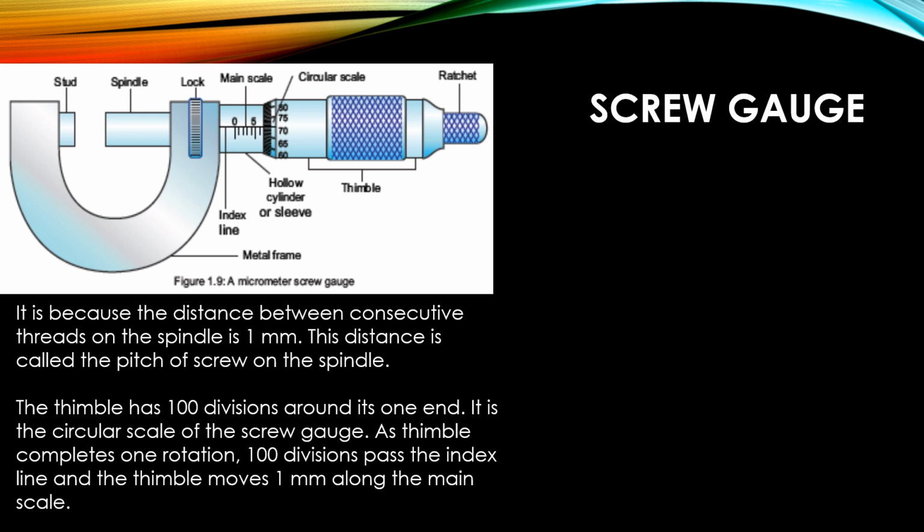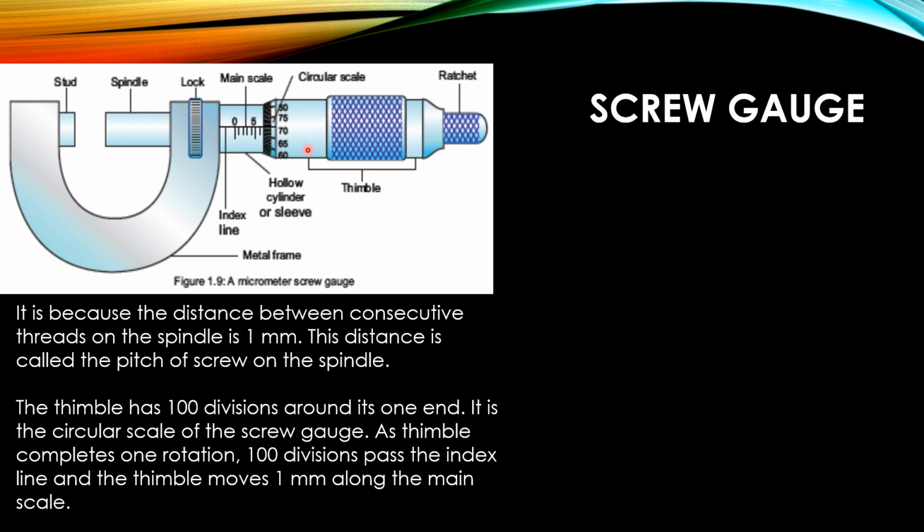It is because the distance between the consecutive threads on the spindle is 1 millimeter. This distance is called the pitch of the screw on the spindle. The thimble has 100 divisions around its one end. It is the circular scale of the screw gauge.